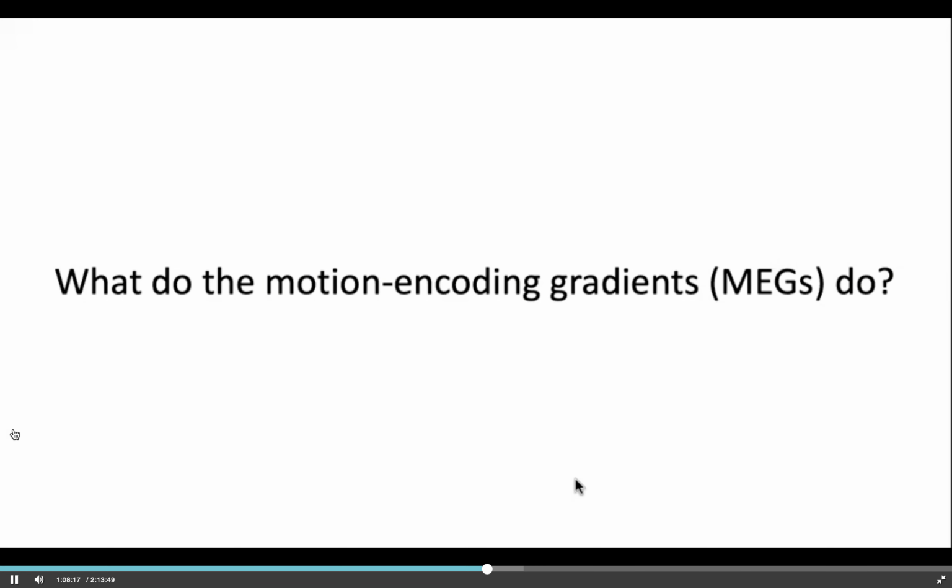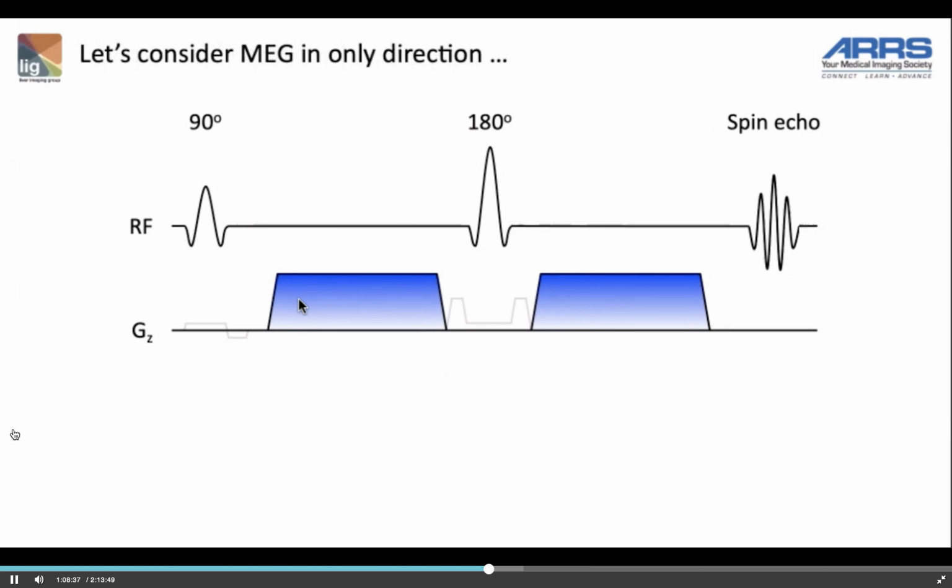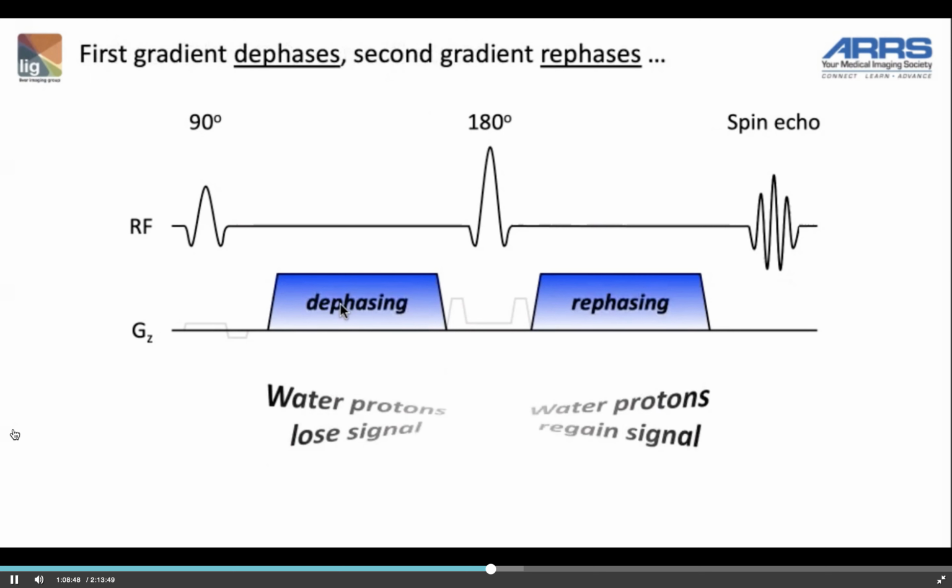Now, I talked about EPI, but let's talk now about these motion encoding gradients. What do they do? Well, the motion encoding gradients, as illustrated here, notice that I'm showing again that you can apply the motion encoding gradients in 3 different directions. But let's just focus for now on one direction. I could have picked any direction, but I'm going to just pick the slice encoding direction for now. What does this motion encoding gradient do?